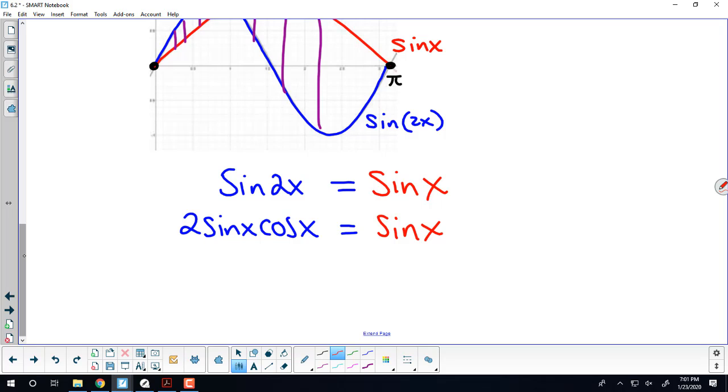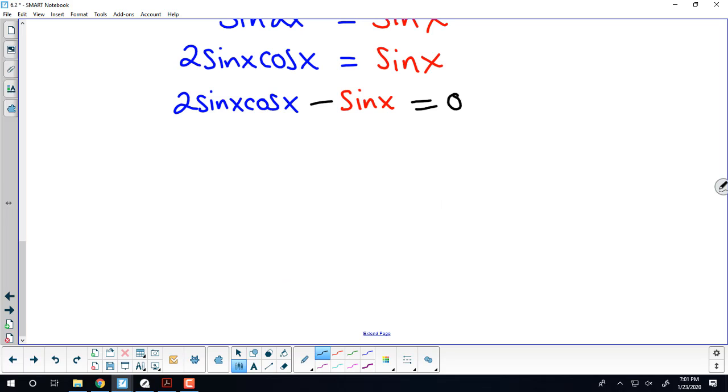But the reason we're writing it this way is because now we have basically two terms, and both of them involve sine. So we're just going to get both of those terms on the same side and factor that sine out. 2 sine x cosine x minus sine x is equal to 0. And so we factor that out.